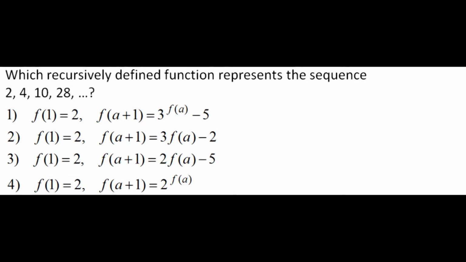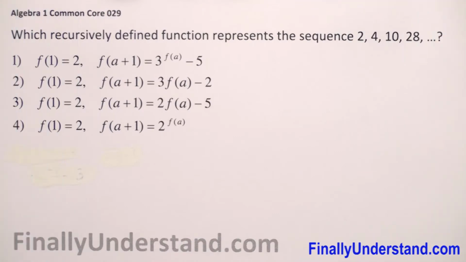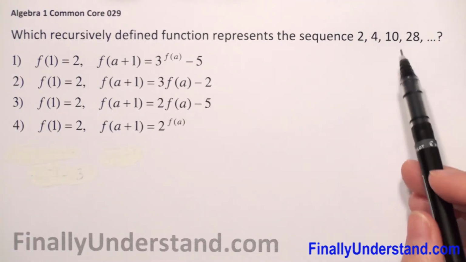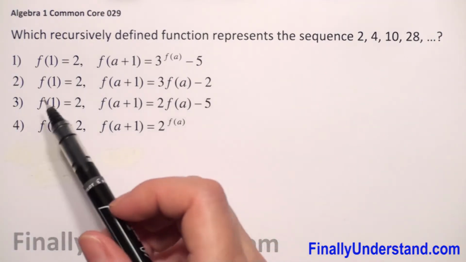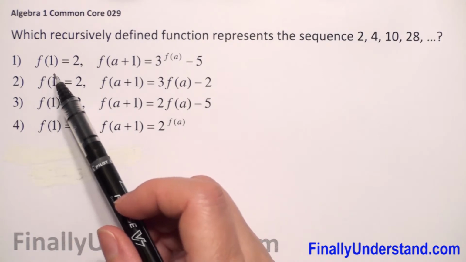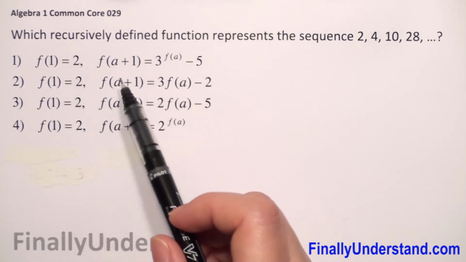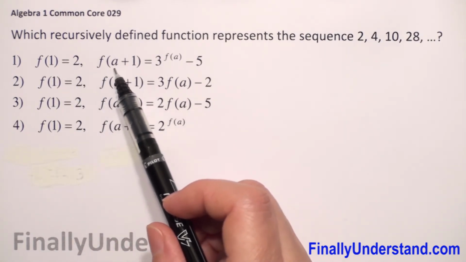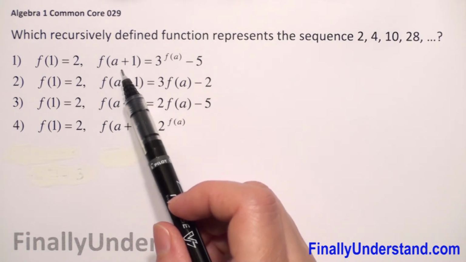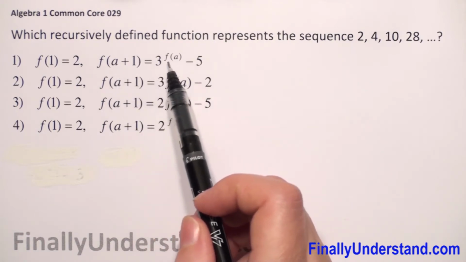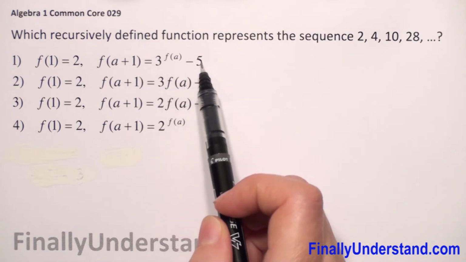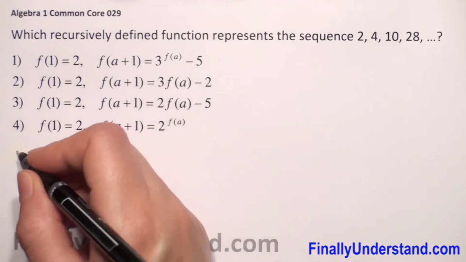Which recursively defined function represents the sequence 2, 4, 10, 28, and so on? The first statement is that f of 1 is equal to 2, and f of a plus 1, so the next term, is 3 to the power of the term before, f of a, minus 5. So let's check the first statement.